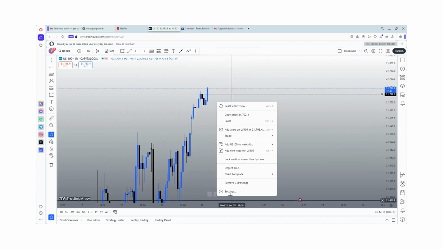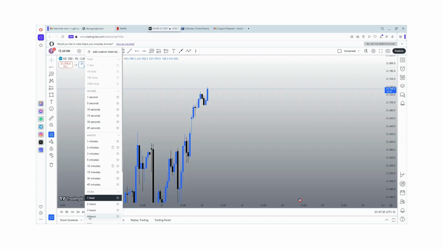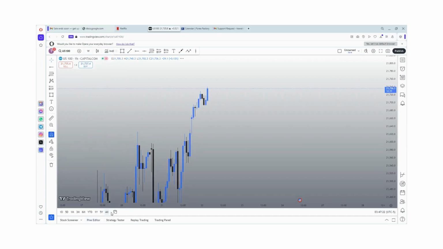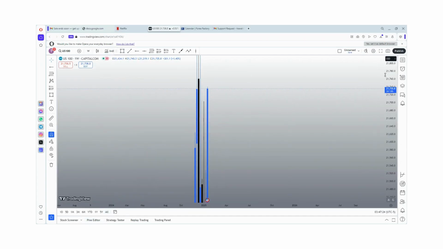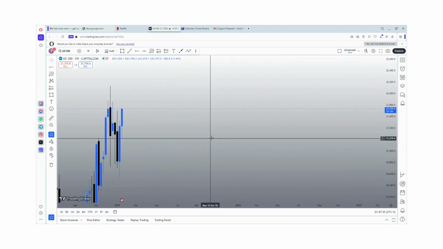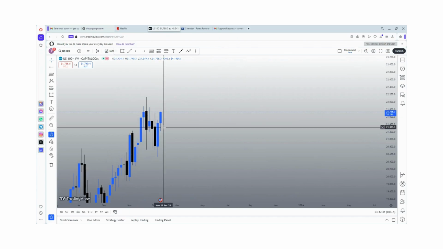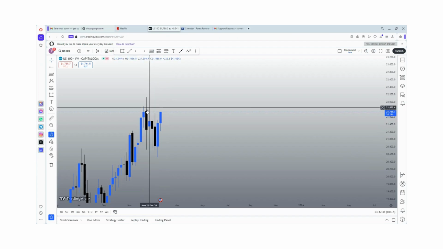I'm going to remove all the drawings on my chart right now. So I'm going to go to the weekly time frame. That's where I start from when I open my chart. So I can see that this weekly candle, we are being quite bullish this week.